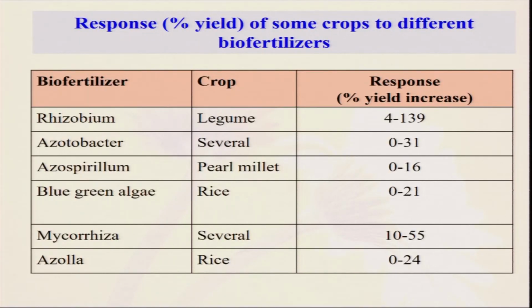This is the response of yield of some crops over the years that we have studied. There are different types of results, and thousands of research studies have been done. In the case of rhizobium, the yield response is 4 to 139%. So, this is huge. Maybe in some crops we are getting 10% enhancement of yield, and in others more than 100%. And the cost is just 1 or 2 packets of rhizobium in association with the seed while sowing.